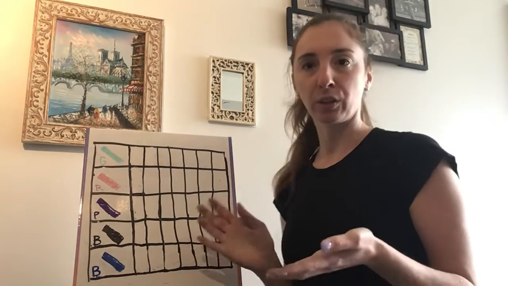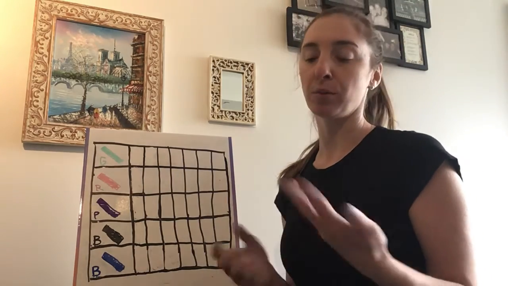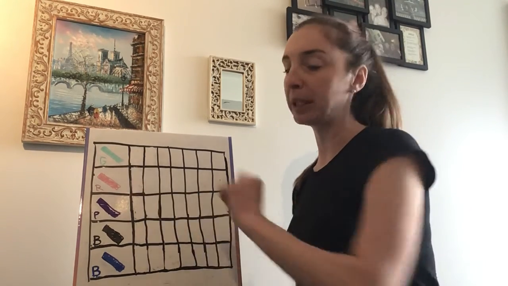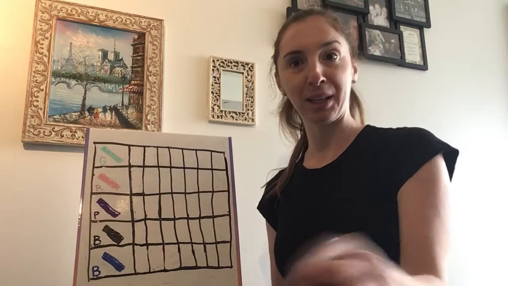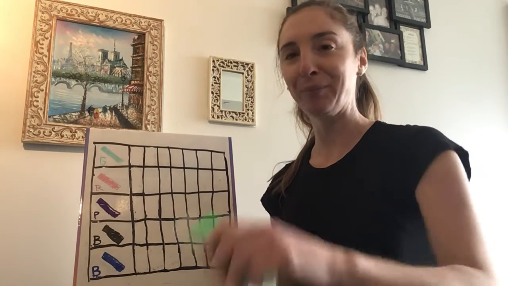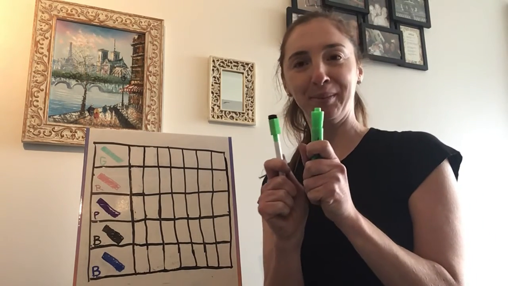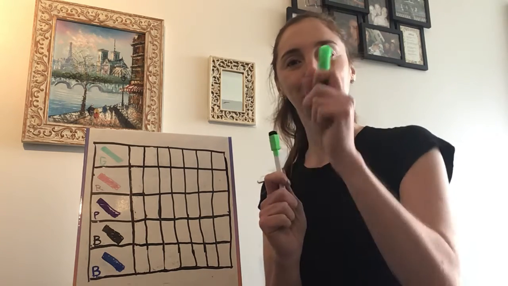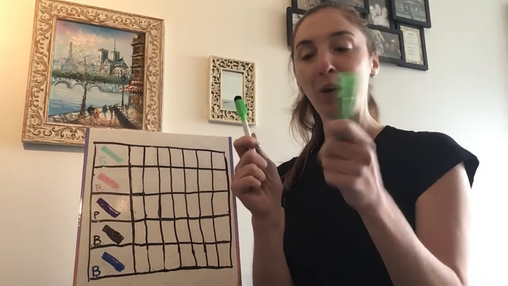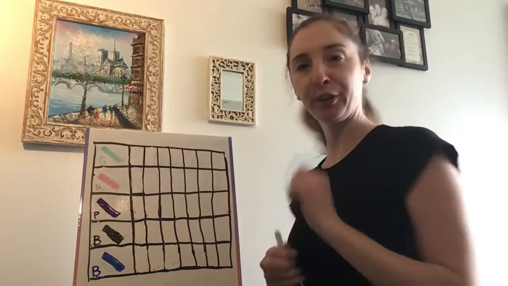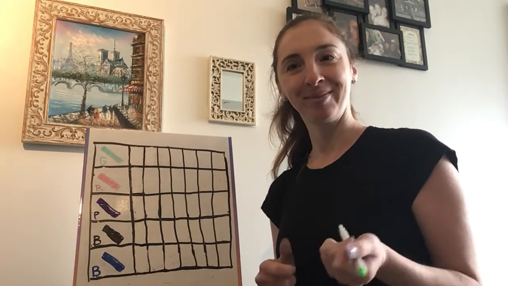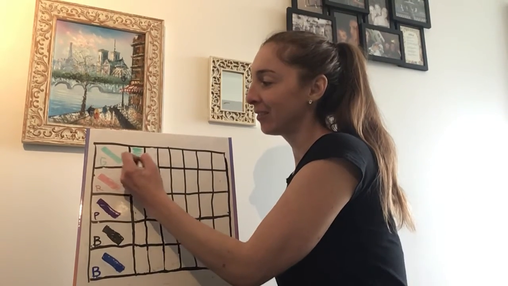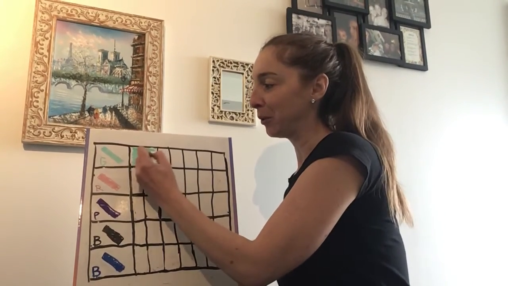We can just focus on counting and filling in our graph to match how many colors of each marker I have. So in my first row, I have my green markers, so I need to count. Are you ready to help me count my green markers? Okay. How many do I have? Great, 2. Let's make sure. 1, 2. So how many boxes should I fill in for green? Yeah, 2. 1, 2.